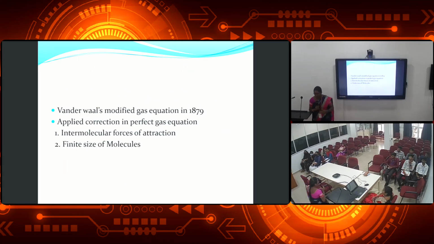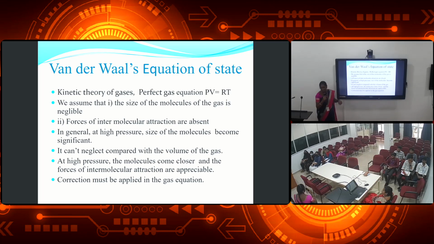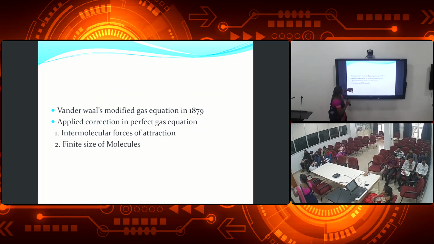This can be done by van der Waals. He modified this equation in 1879. He is a Dutch scientist. Okay, he applied the corrections to the perfect gas equation. This perfect gas equation is not valid for real gases. Which condition? At high pressure conditions. The first correction is made for the intermolecular force of attraction. Then the second deviation is the finite size of molecules.